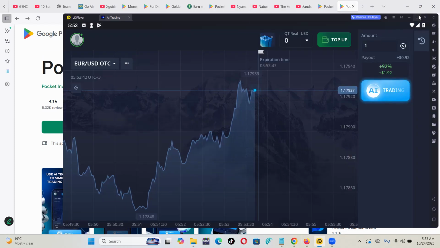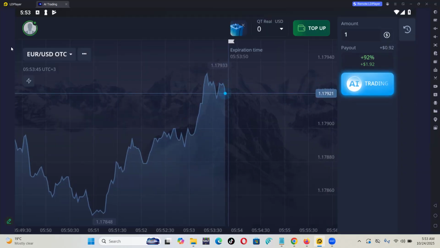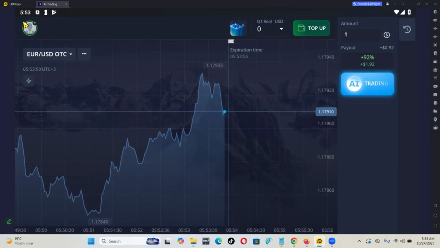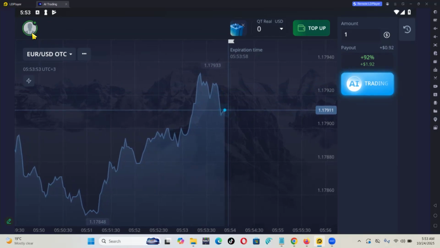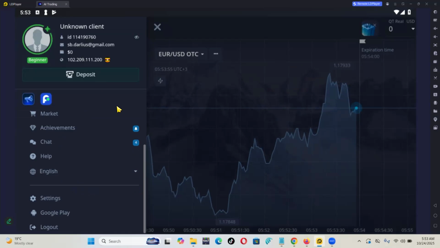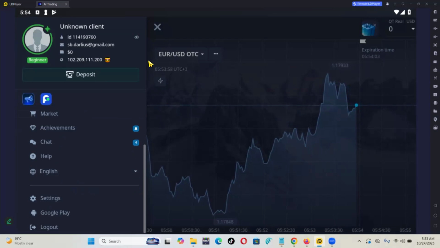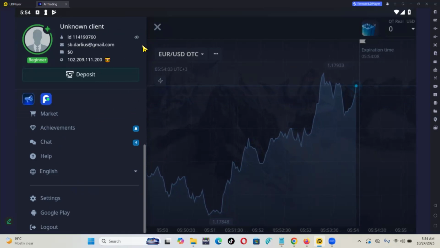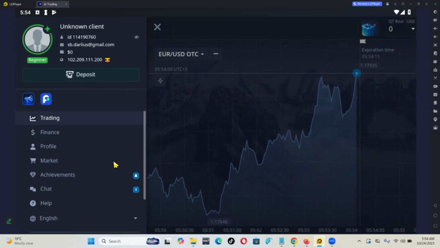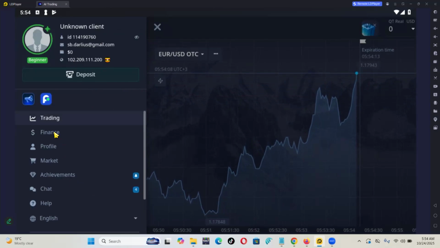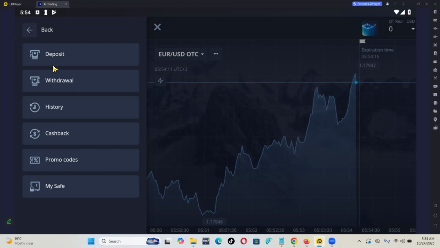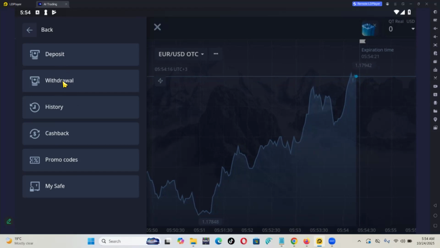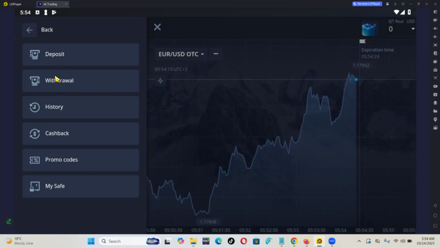The app looks like this. I believe it's not so congested. It's easy to understand. On the left side, there's your profile picture, and you can click on it. This is just my demo account and my demo email. I was trying to check out a few things. On your menu, there is finance. Under finance, you can do deposits and withdrawals. I believe this is one of the main menus you have to be aware of.